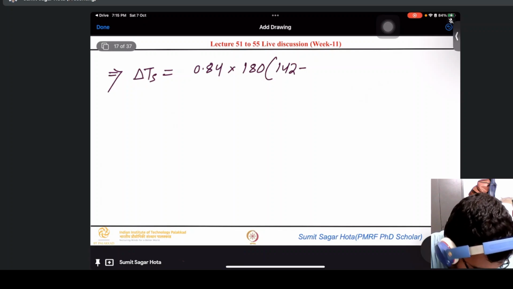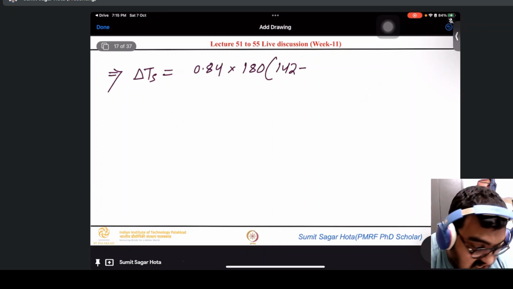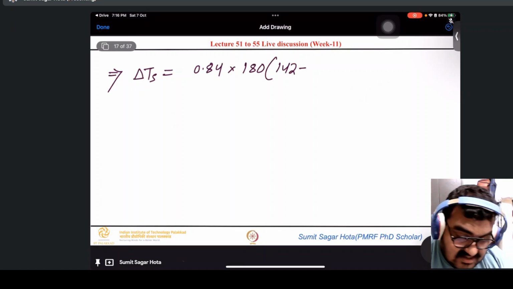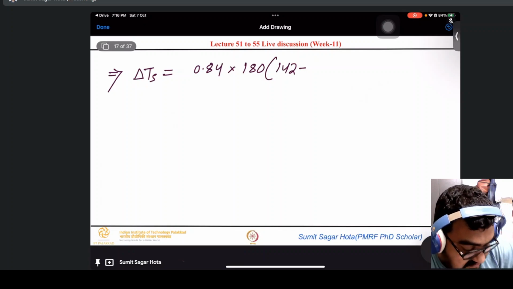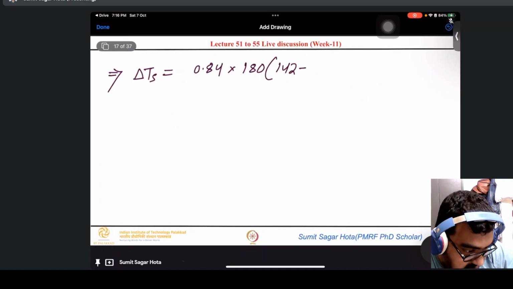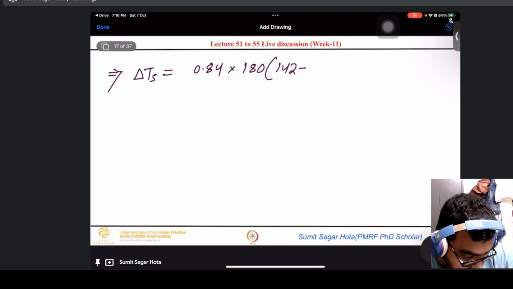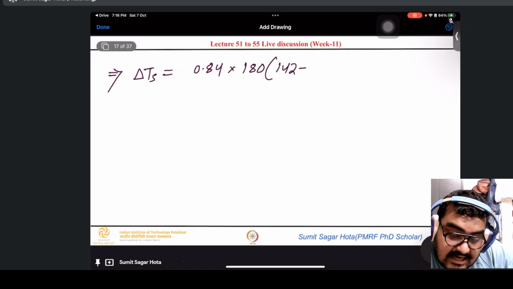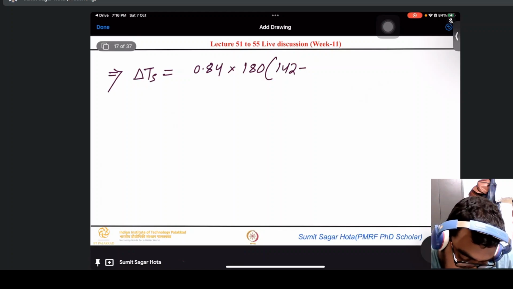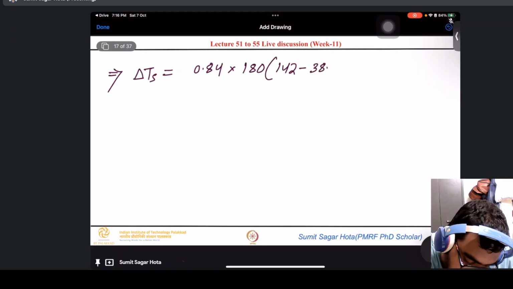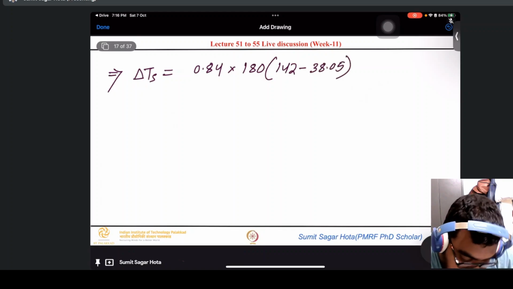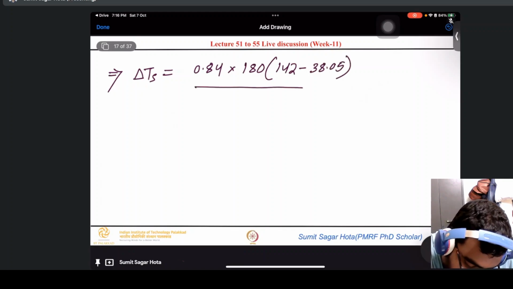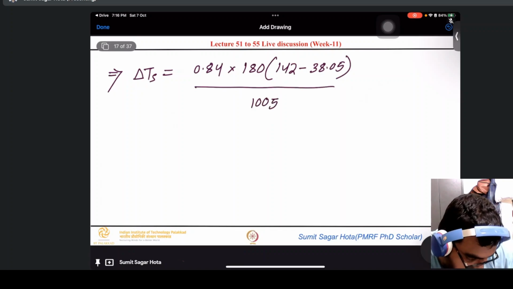Vw1 equal to Vf into tan beta 1, and Vf equal to what? 180. What is tan beta 1? Beta 1 is your 45 degree. So Vf into tan beta 1, if you do 180 into tan 45, you get the value of your Vw1 as 38.05. Get it? Then 1 divided by Cp, or 1005.